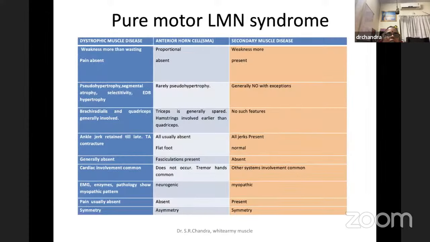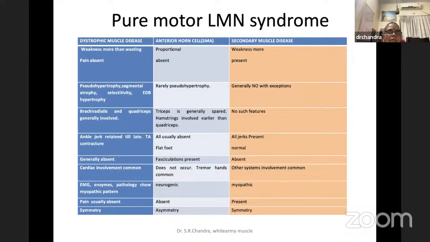I said that. Then how are you going to? So this is a table. So in dystrophic muscle disease, weakness is more than wasting. Because as I said, in dystrophic muscle disease, there can be some hypertrophy. So the weakness will be more. But that hypertrophy is pseudo. It is not the true hypertrophy. We saw what is true hypertrophy and pseudohypertrophy. So weakness is more than wasting, because the bulk is there, the weakness is more. And pain is absent.